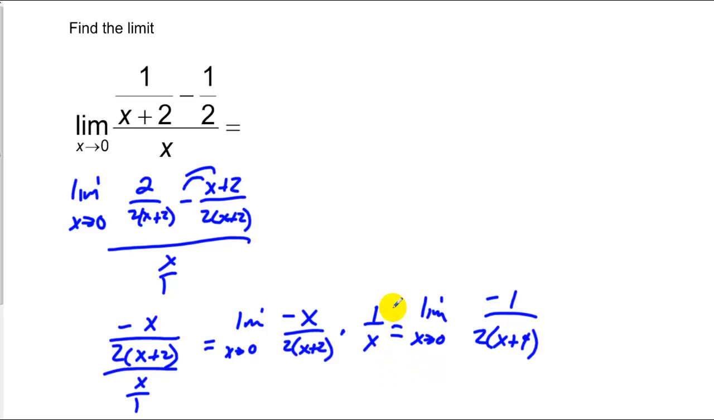Now you'll notice after I've reduced this function, since the x reduced out, I can now plug the value of 0 in and get an answer out. So it created a hole, I just didn't see it. Therefore I have -1 over 2 times 0 plus 2, which is -1/4, and that's my limit.